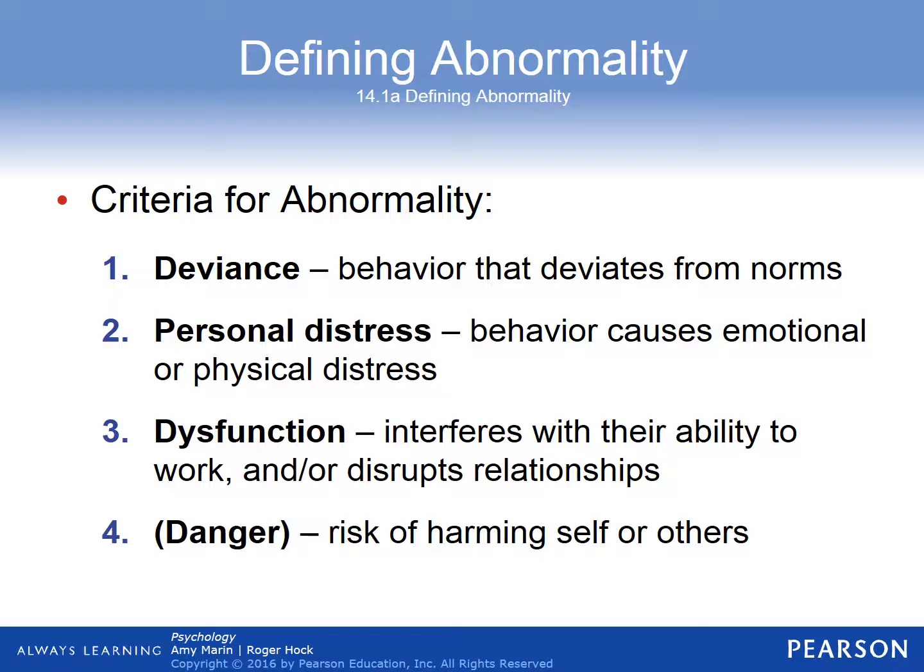So if you can't take care of yourself or maintain relationships or take care of others, then there's dysfunction there that needs to be dealt with. Number 4, danger, you'll see is in parentheses, the risk of harming self or others. Some psychologists, psychiatrists will not include this. They'll only have 3 Ds, not 4, because the risk of including danger as a criteria for abnormality is that it implies that people who are mentally ill are dangerous.